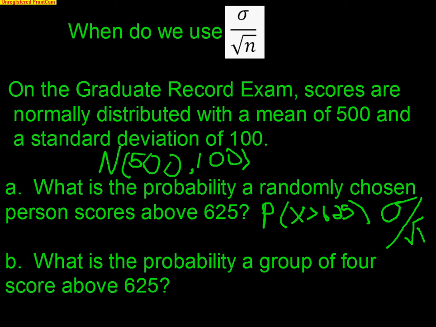Okay. So the second says, what happens when you have a group of 4 people? So here P, x is greater than 625. And now I have 4 people. So I have my standard deviation divided by the square root of my sample size, which is 4. So when do I use divided by square root of n? Anytime my sample size is larger than 1.